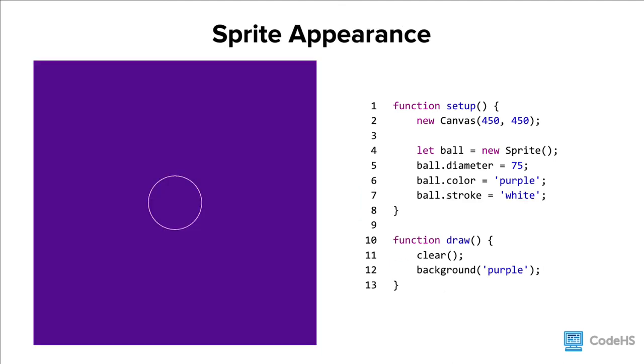Here's another example of how the appearance of our ball sprite can be changed using the stroke property. On this purple canvas, a white outlined ball is drawn. The fill color of the sprite is exactly the same as the canvas, purple, which makes the ball look transparent.